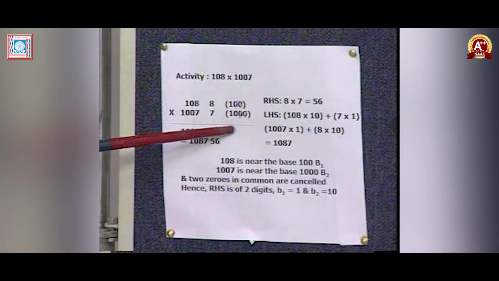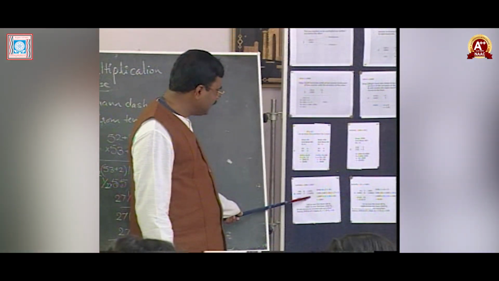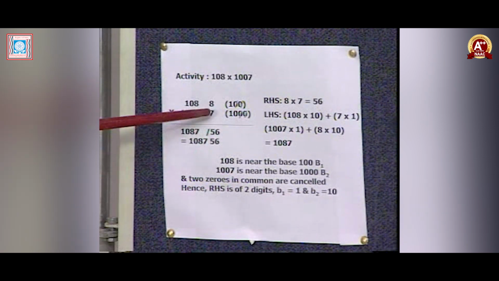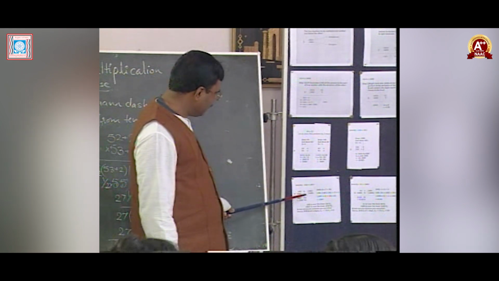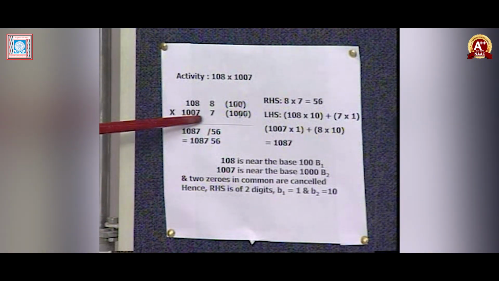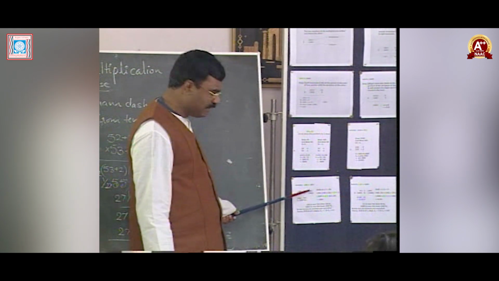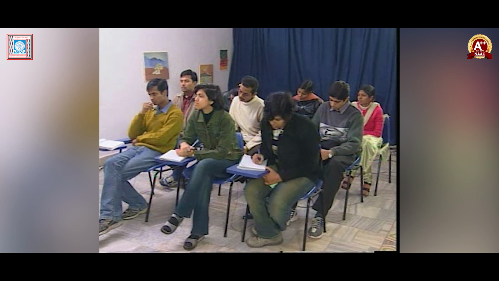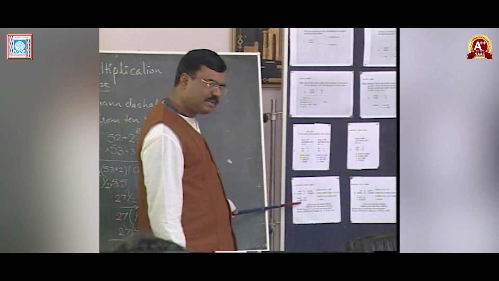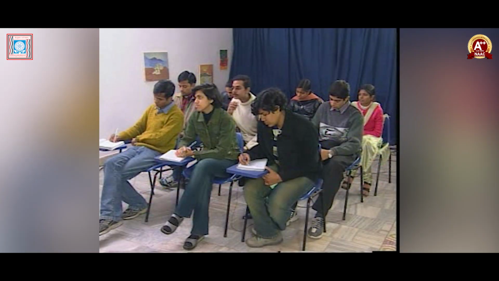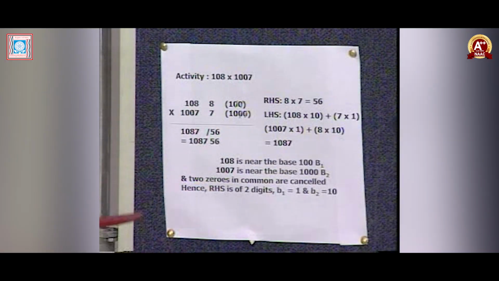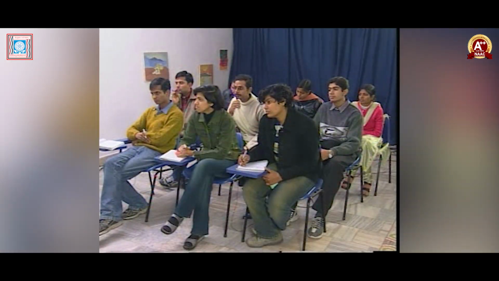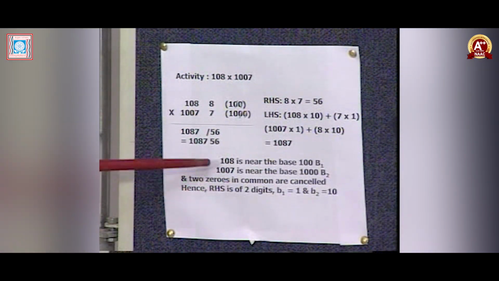108 multiplied by 10, how much will you get? 1080 plus 7 into 1, 1087, or otherwise 1007 multiplied by 1, that is 1007 only, plus 8 into 10, that is 80. 1007 plus 80 is 1087. That is the left part of your answer. To get the right part, there is no change in the procedure. 8 sevens are 56. The smaller base has 2 zeros, hence 56 is the right part of your answer.